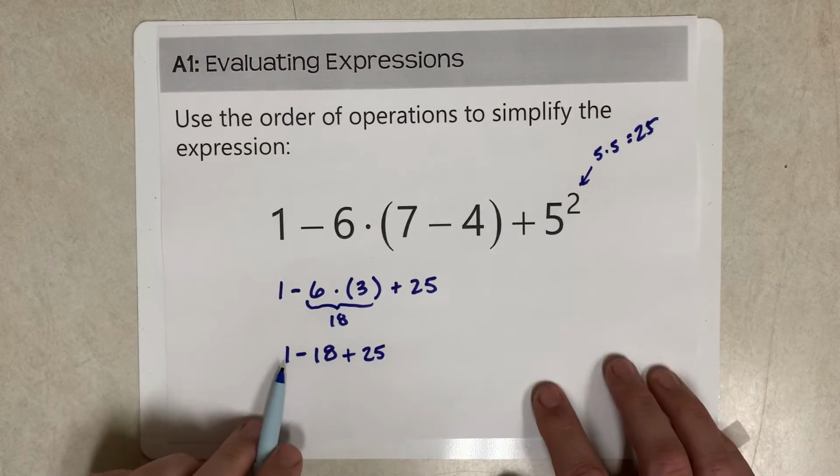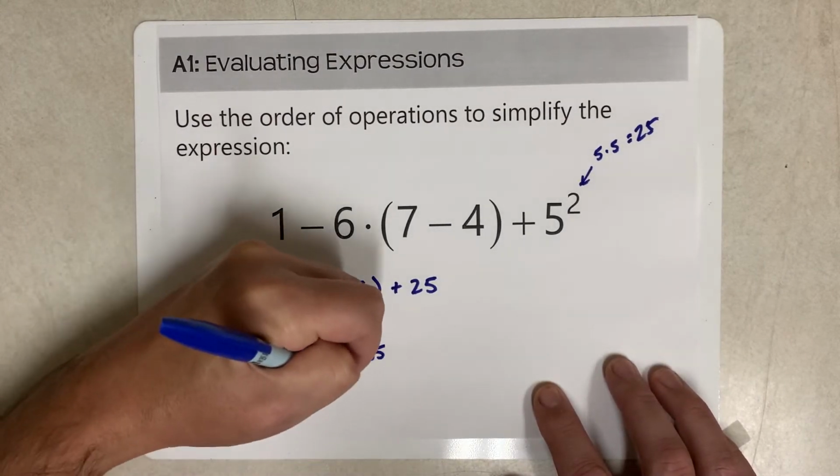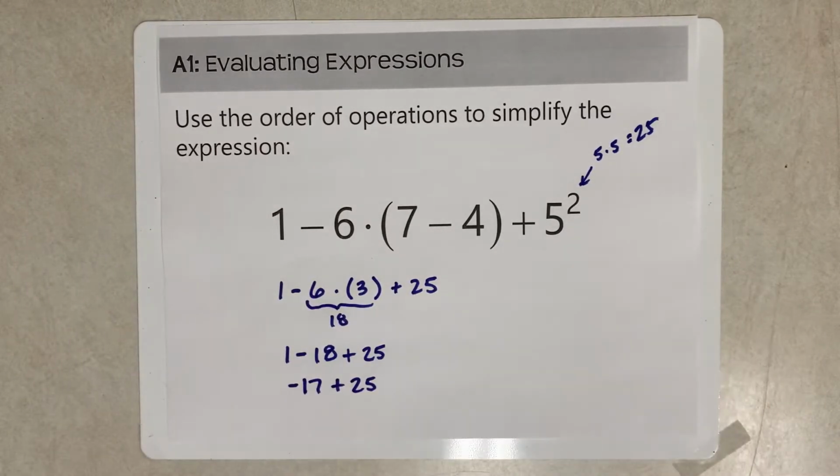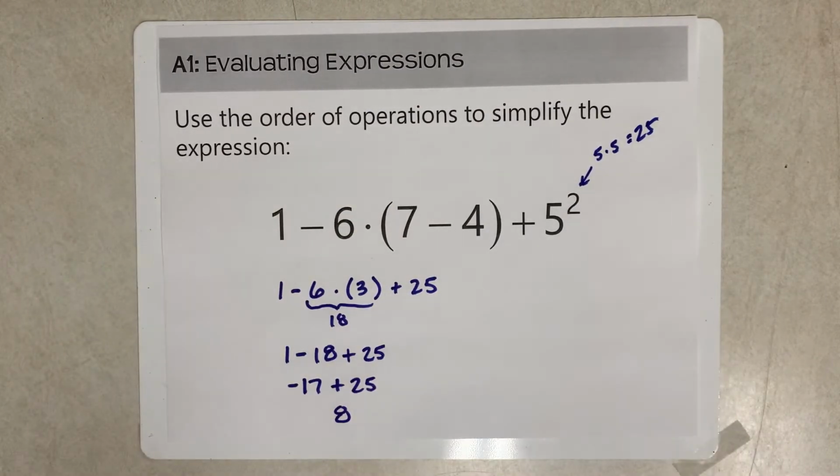So getting back to this, 1 minus 18 is negative 17 plus 25. And then if you take negative 17 and add that to 25, you should get 8. And so our final answer for this one should be 8. All right, let's take a look at another one.